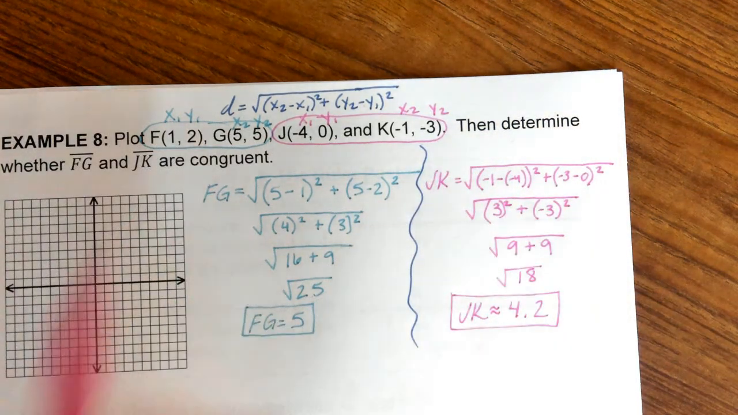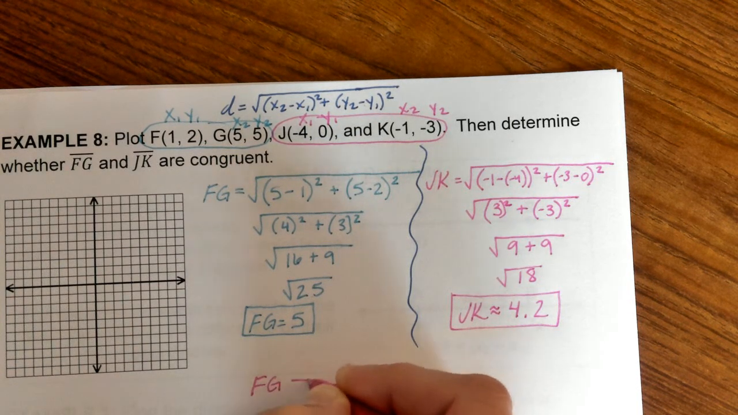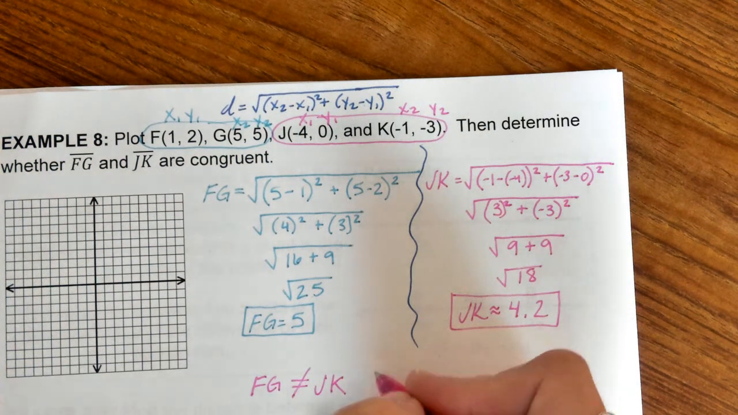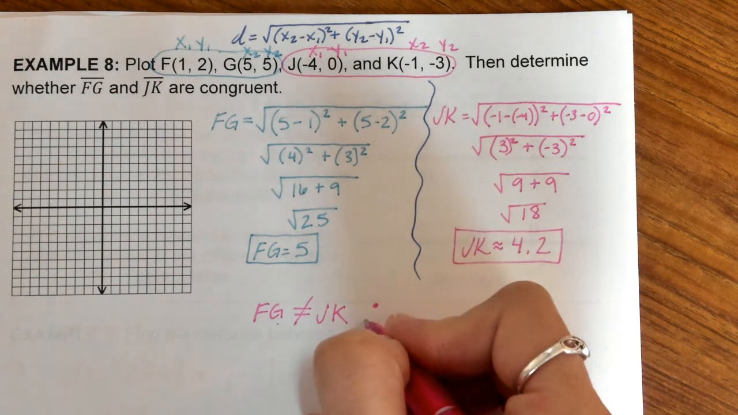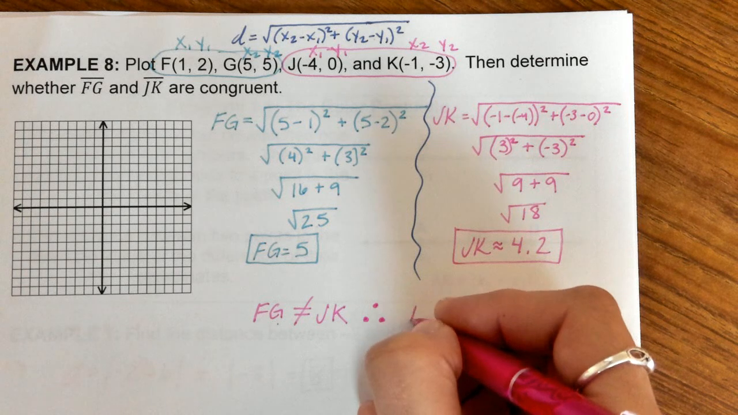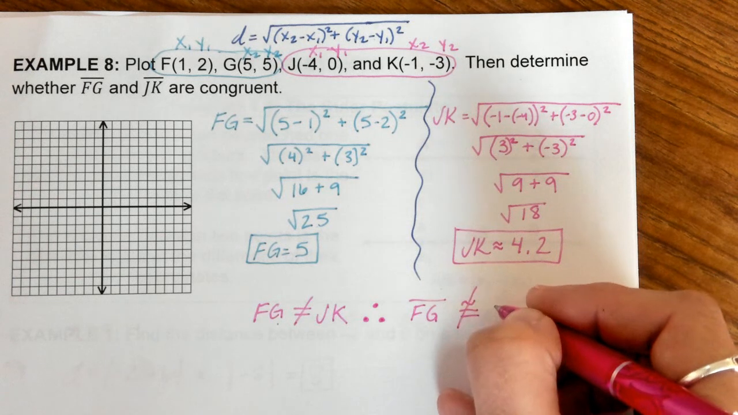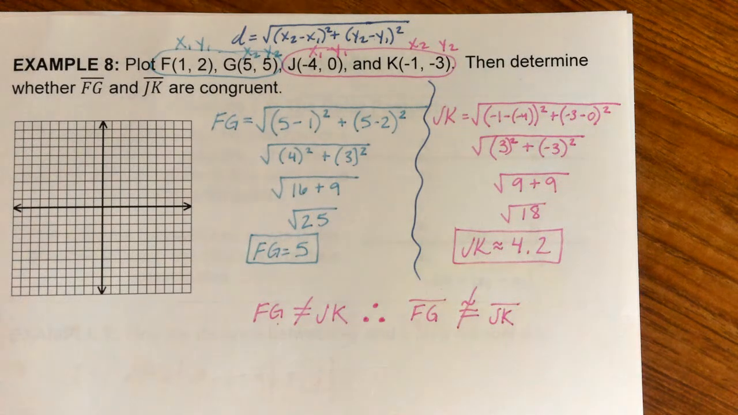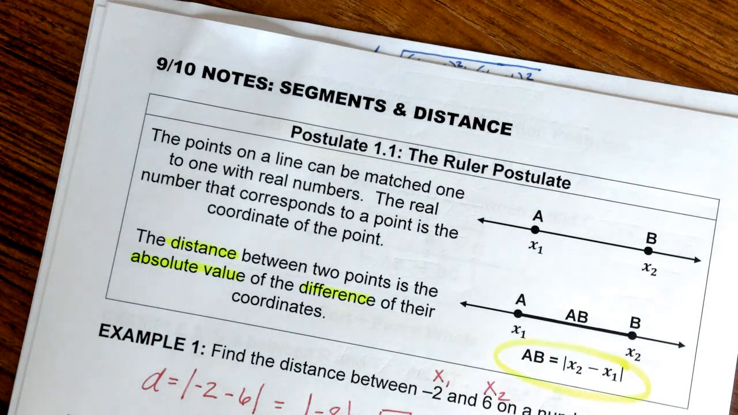So we look at these and we say, are they congruent? No. Because FG is not equal to JK. I'm going to introduce you guys to a shortcut of therefore. Since the length of FG is not equal to the length of JK, therefore, we can conclude that segment FG is not congruent to segment JK. Okay, that's going to be how we're going to write that out. All right, and that brings us to the end of our segments and our distances.